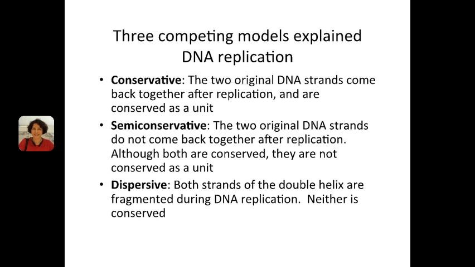And then the other model, for dispersive DNA replication, suggested that the two strands of the double helix are each fragmented. They're going to be broken up during the process of DNA replication, and then DNA repair fills in the gap between the strands using both old and new strands as a template, and neither of the two strands is going to be conserved. So that's why it was called dispersive.